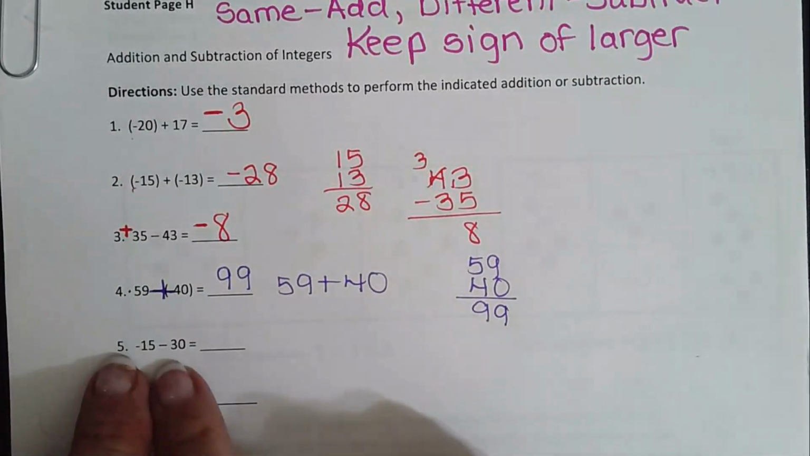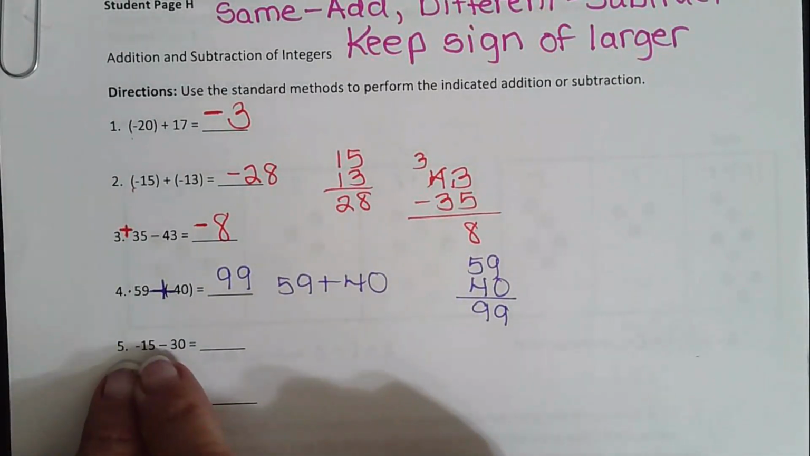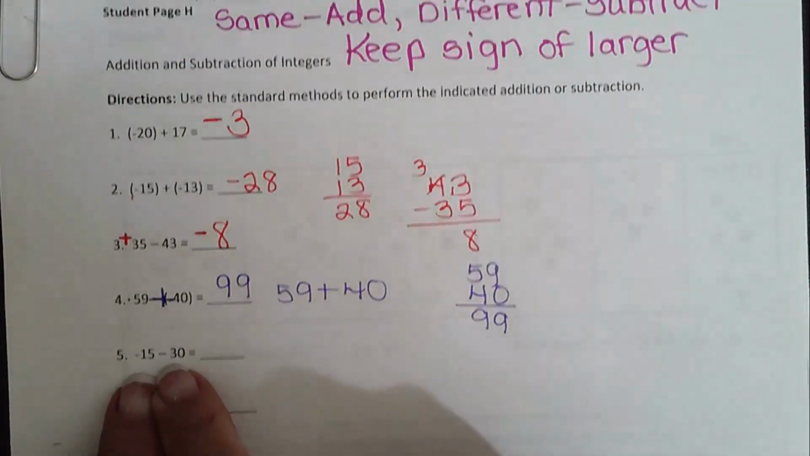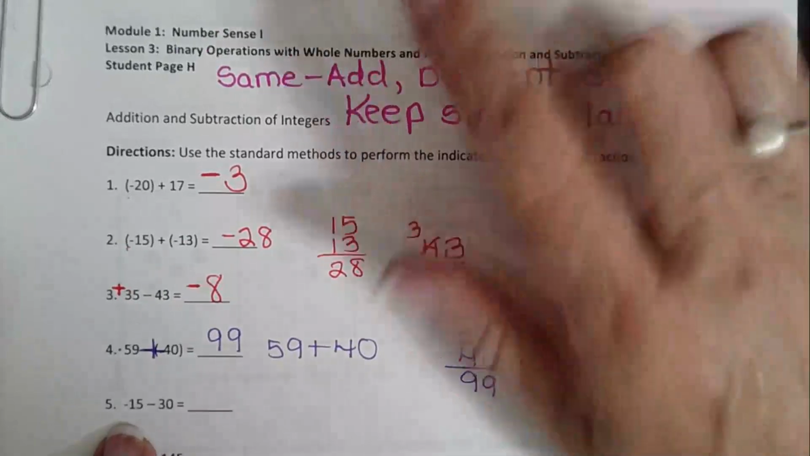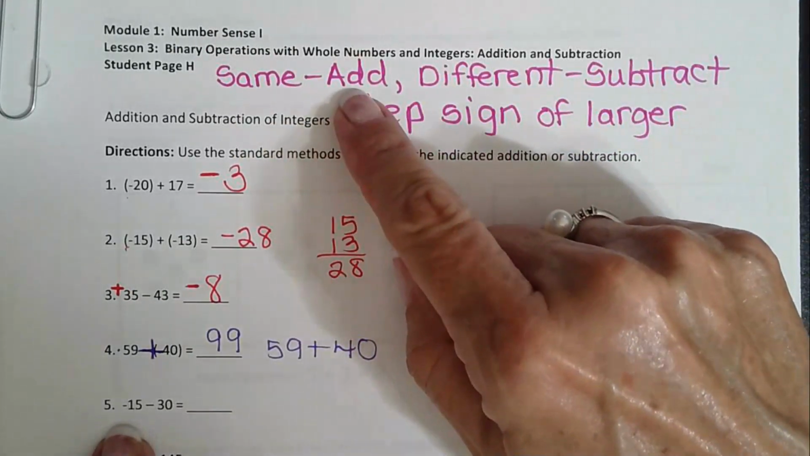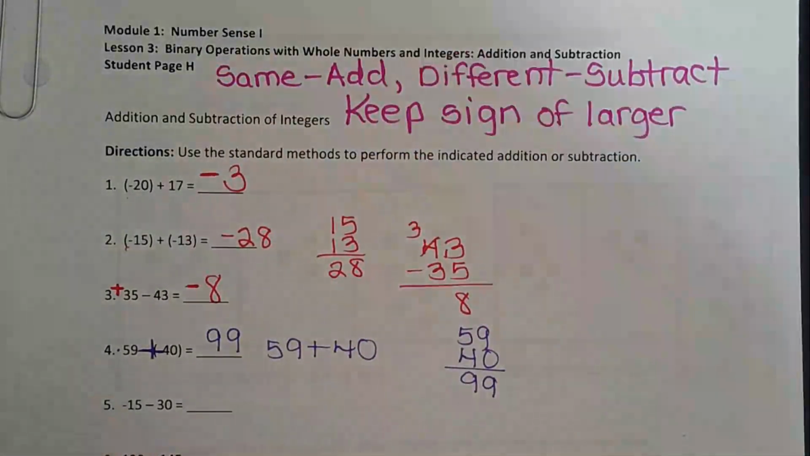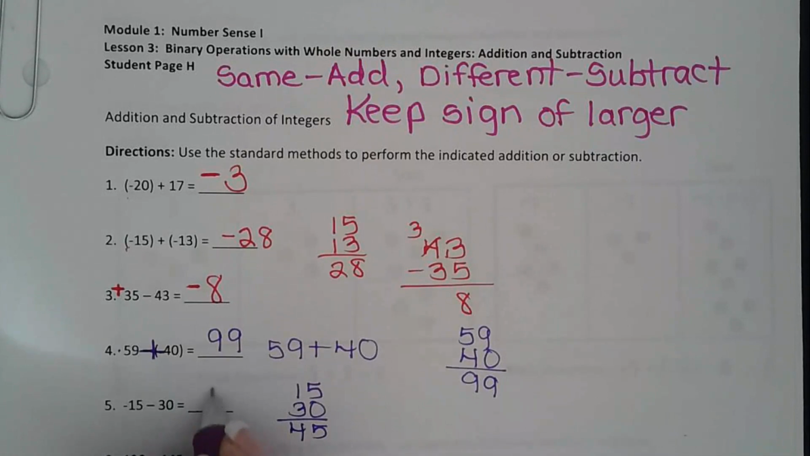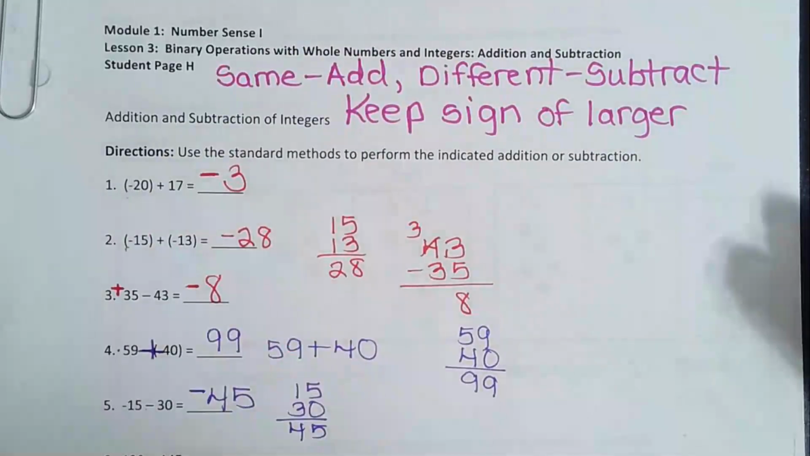Here, the signs are the same. This is negative 15 and negative 30. When the signs are the same, we add and keep the sign. So 15 plus 30 is 45, and we keep the sign of the larger, negative.